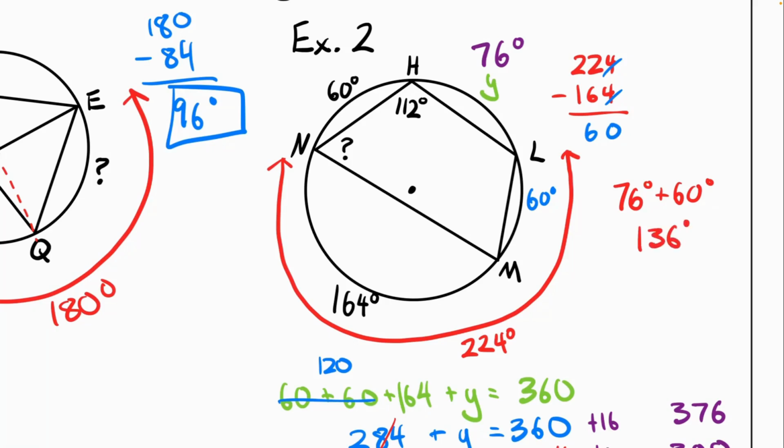136 degrees. And then what do I do to get from 136 degrees, which is this entire arc measure, back to this inscribed angle? Divide by 2. Tell us what that is. 68. 68 degrees is our final answer.